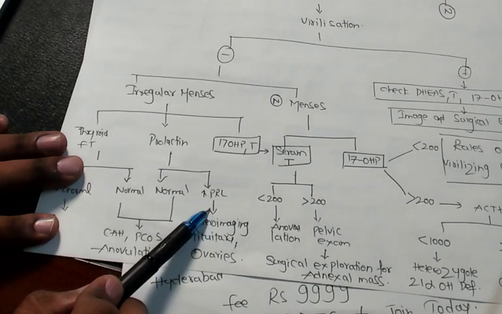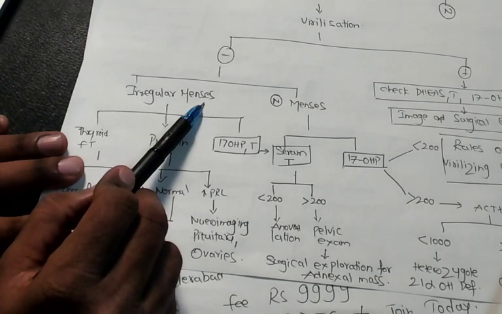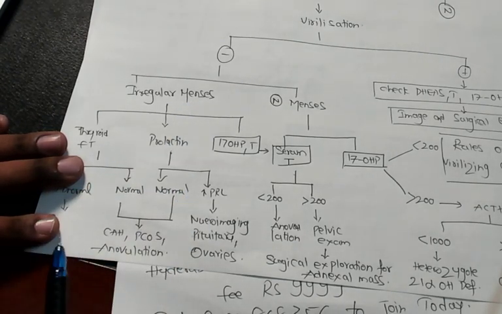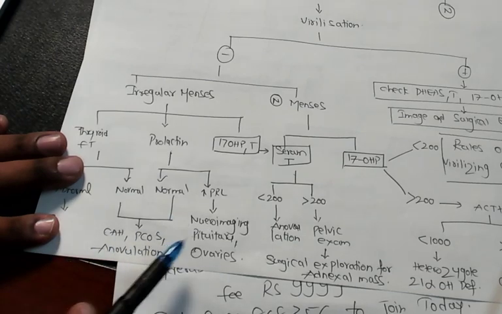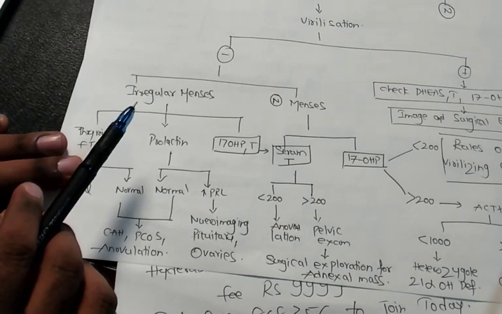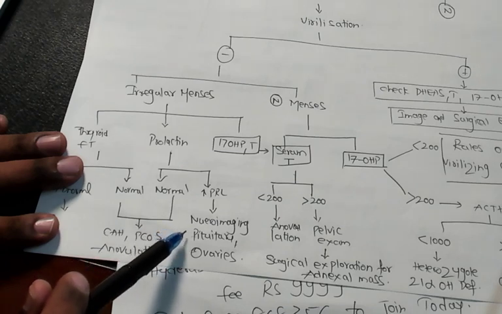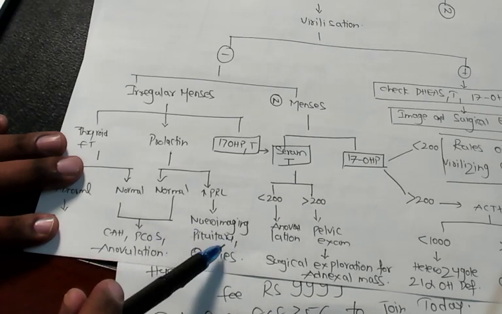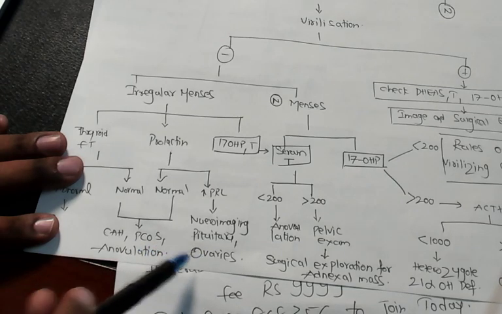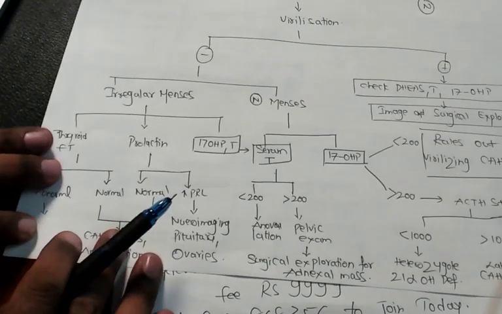Let us say prolactin is high. That is, irregular menses are there, prolactin is high. Obviously, high prolactin is causing anovulation, and anovulation is causing irregular menses. And that is the underlying cause for her hirsutism. So you do the neuroimaging of the pituitary, and imaging of the ovaries whenever the prolactin is high.